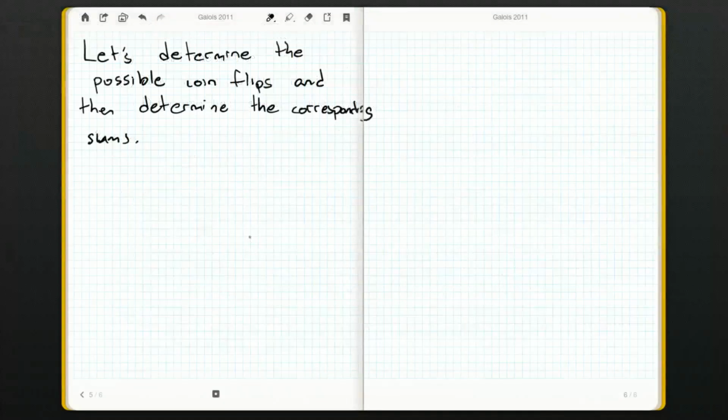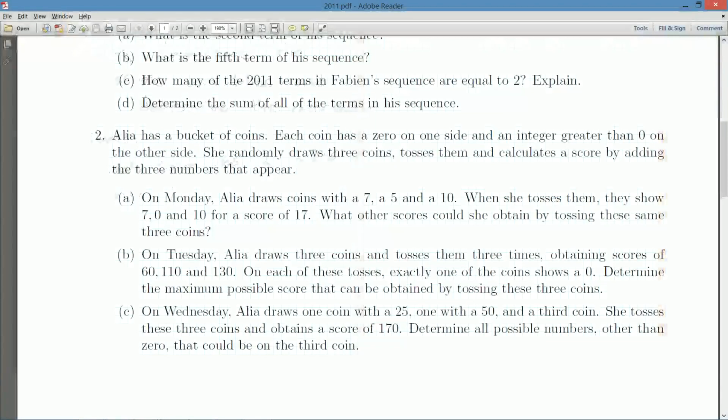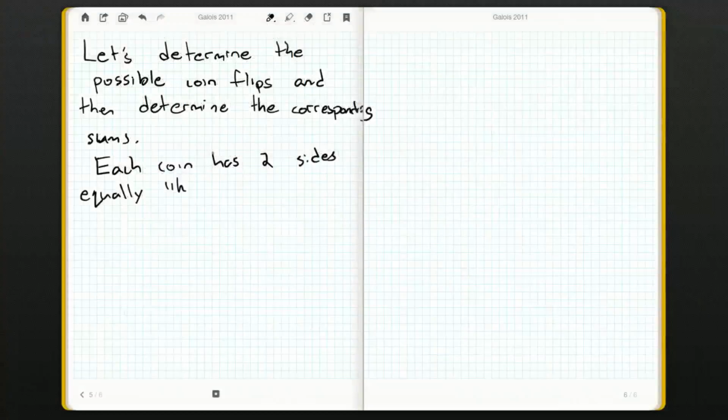Now each coin has 2 sides. Did they say equally likely, or am I putting words in their mouth? They don't say equally likely, but I guess we're not doing any probability here.